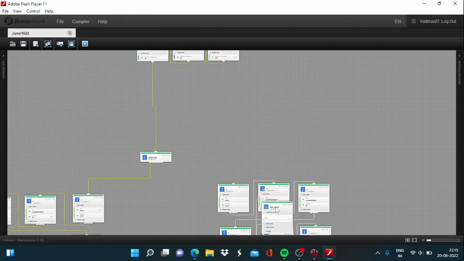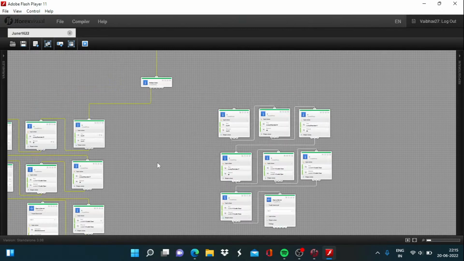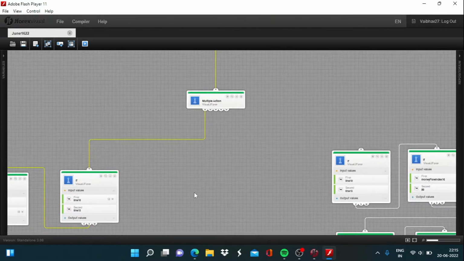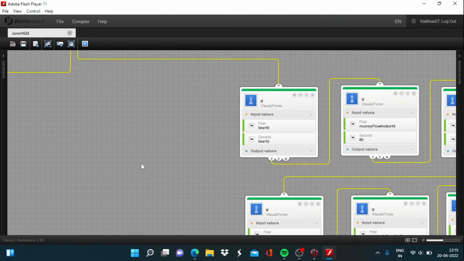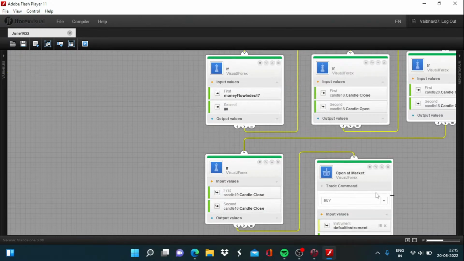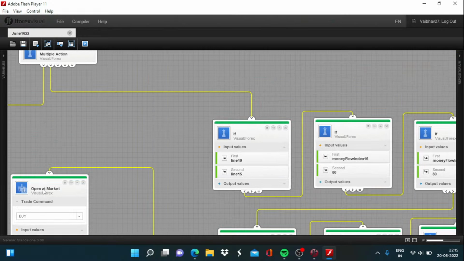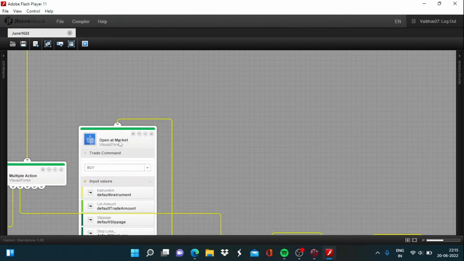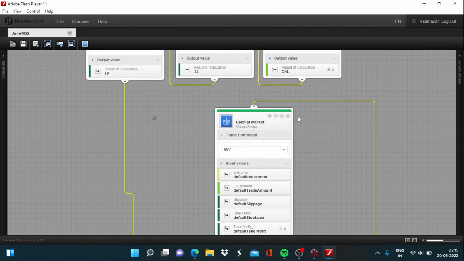Okay, so here we are, and then we join it to the multiple action to get the trade flow going. Now we will have to define the input parameters for this trade command block, which we will do using these priorly defined variables.